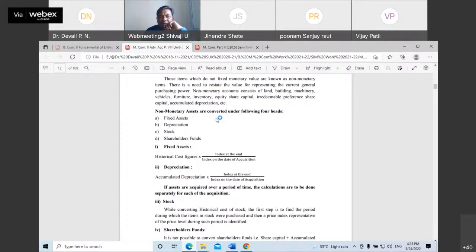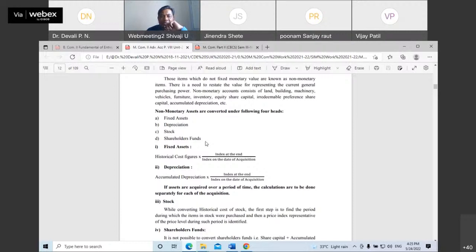The non-monetary items are converted under the following four heads. What are the heads? First of all, fixed assets. Second is depreciation. Third is stock. Fourth is shareholders' fund. These four are very important. This is how we are going to convert the non-monetary items: under fixed assets, depreciation, stock and shareholders' fund.